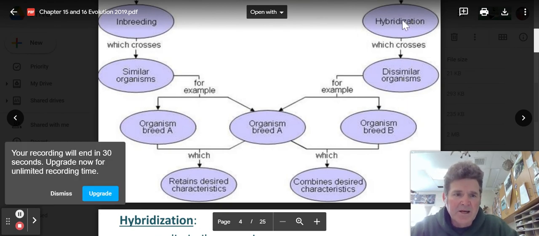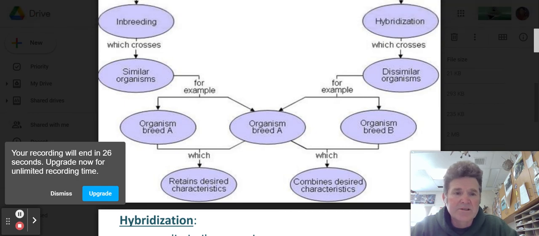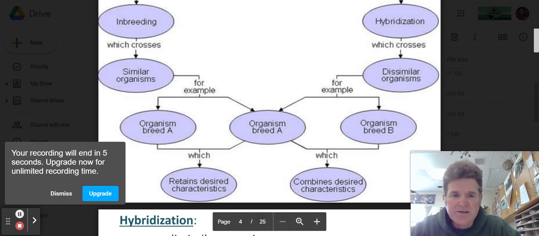Hybridization is where you're going to actually cross two organisms that are similar, but there's some variation within them. That doesn't mean you'd cross a fish with a dog, but you could cross two different breeds of dogs. Common Labrador retrievers are sometimes bred with standard poodles to create a hunting dog that doesn't shed its hair.